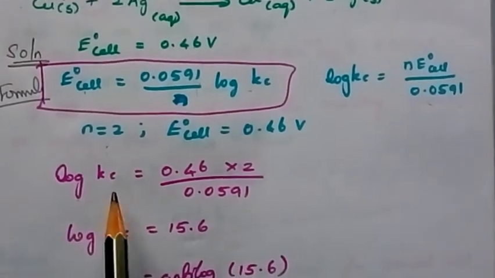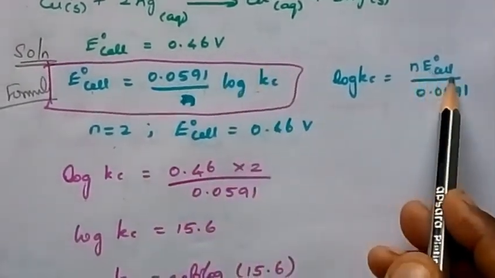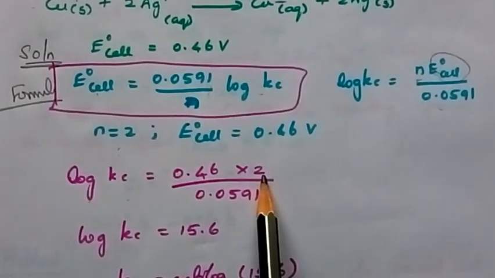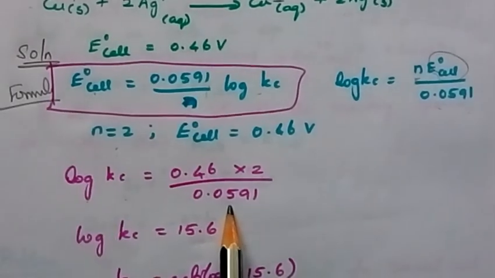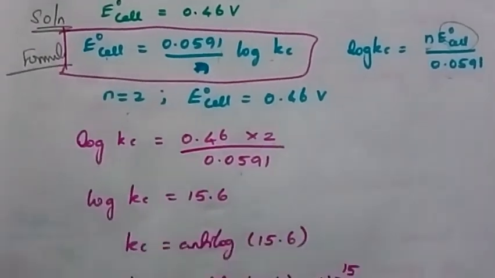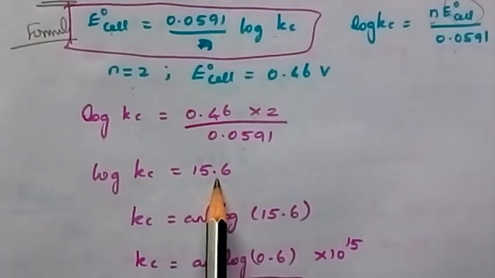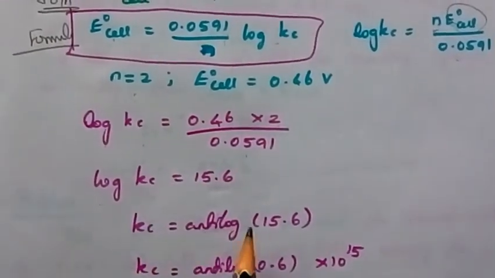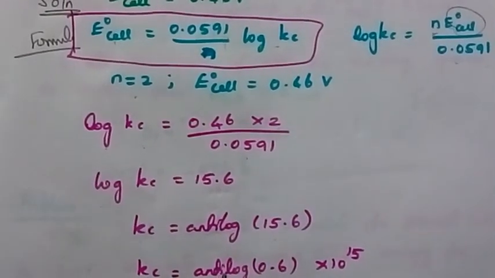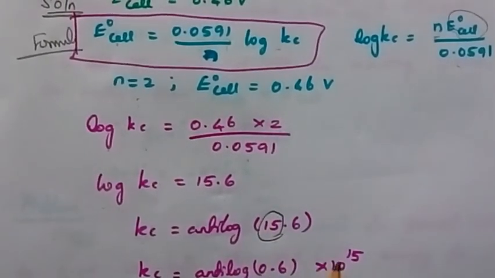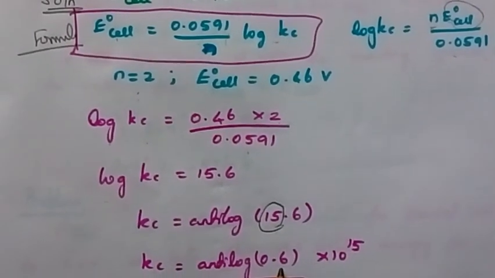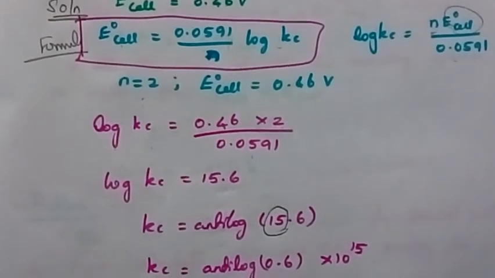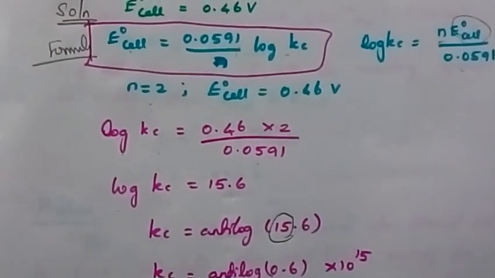E naught value is 0.46. So log Kc is equal to, substituting 0.46 for E naught and 2 electrons transferred, 2 by 0.0591. By solving this we get the value of log Kc. What is Kc? The antilog of this. This whole number should be raised to the power 10, so 10 power 15. The antilog of 0.6 is, so Kc is equal to 3.92 into 10 power 15. This is the formula; in this manner we are going to solve more problems.